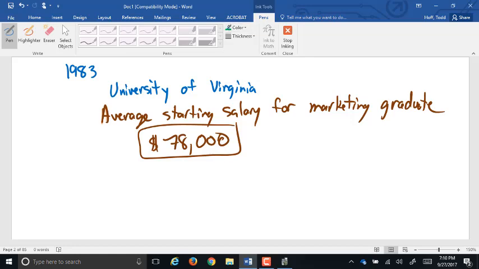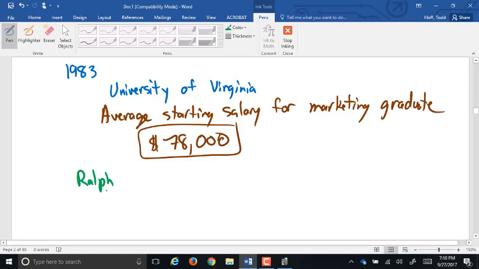What they failed to disclose was one of the graduates who did graduate with a marketing degree was a man by the name of Ralph Sampson. Mr. Sampson was 7'4".